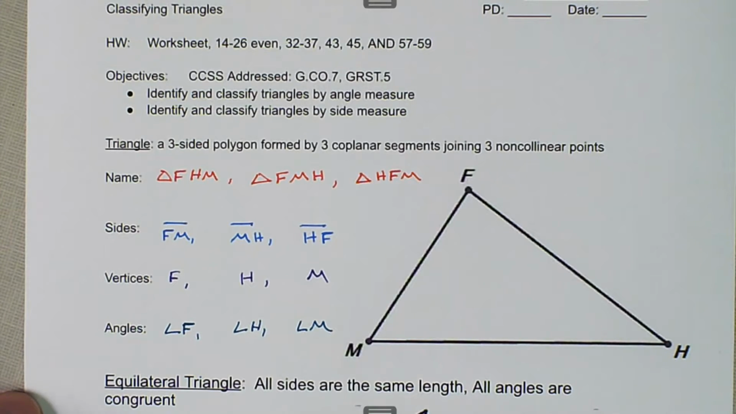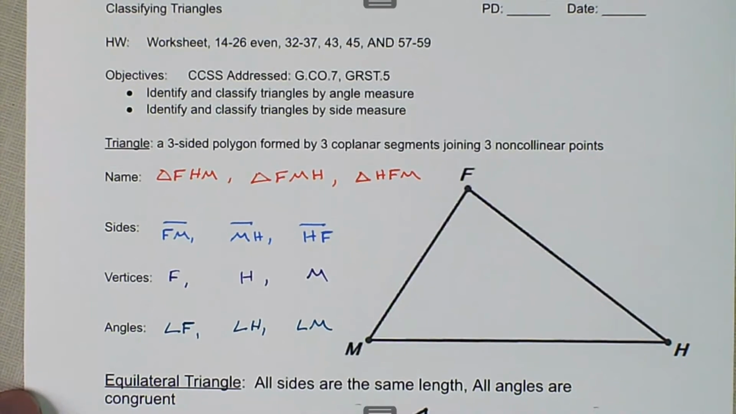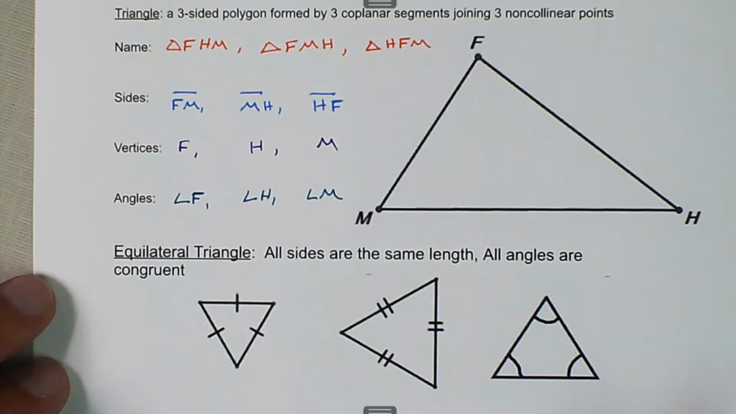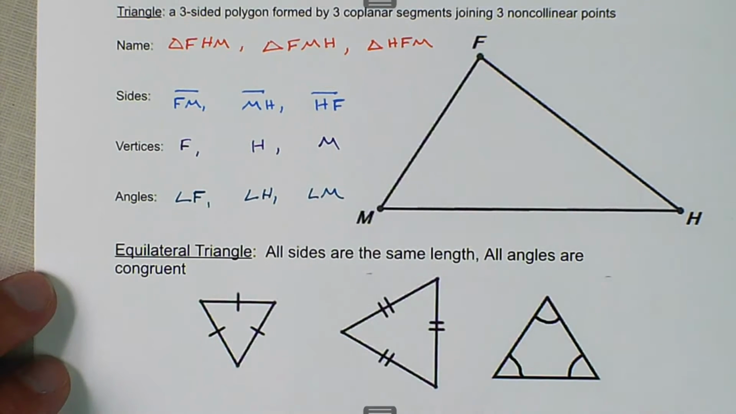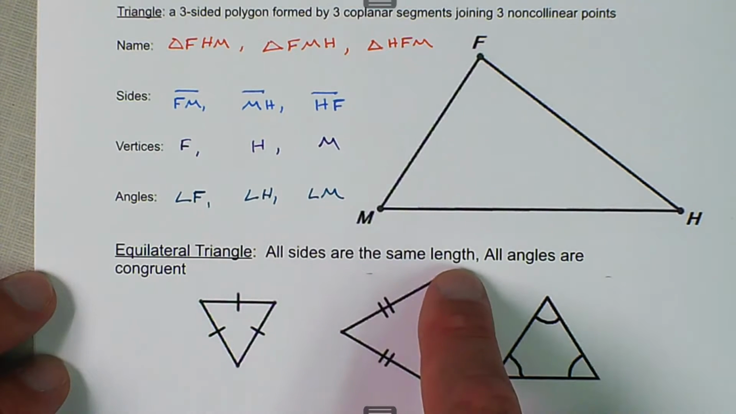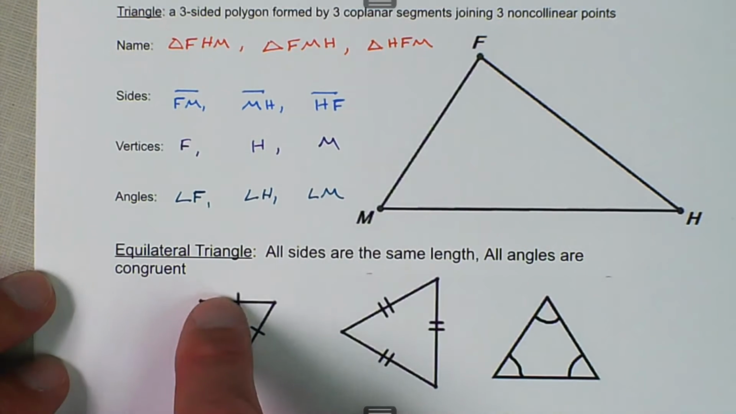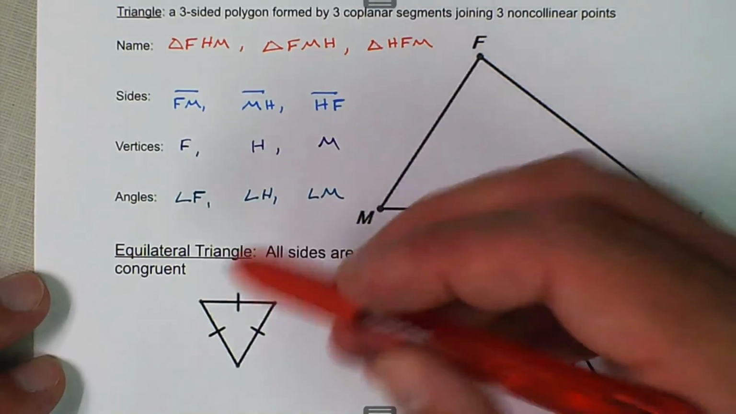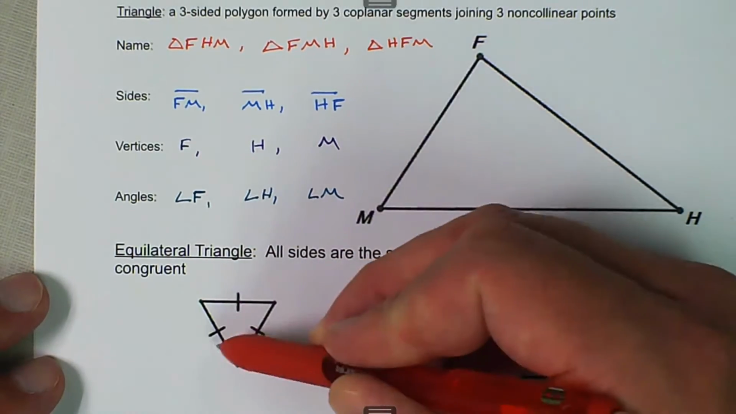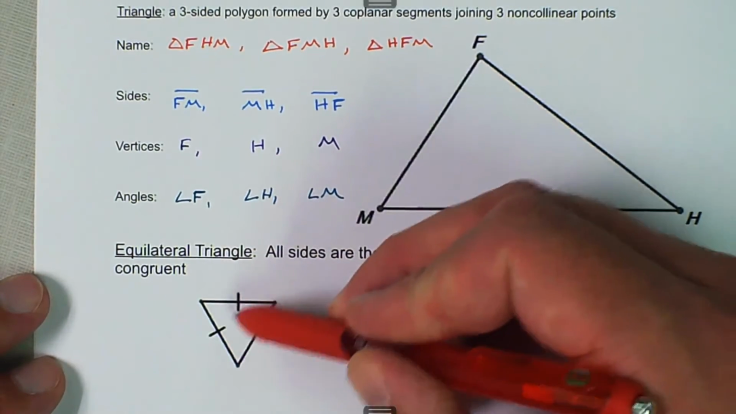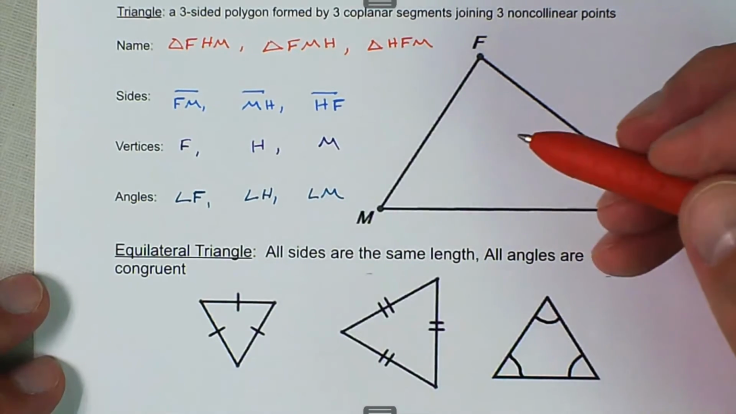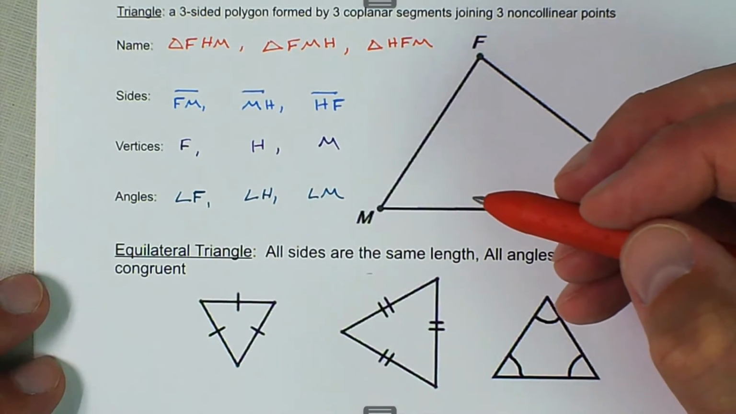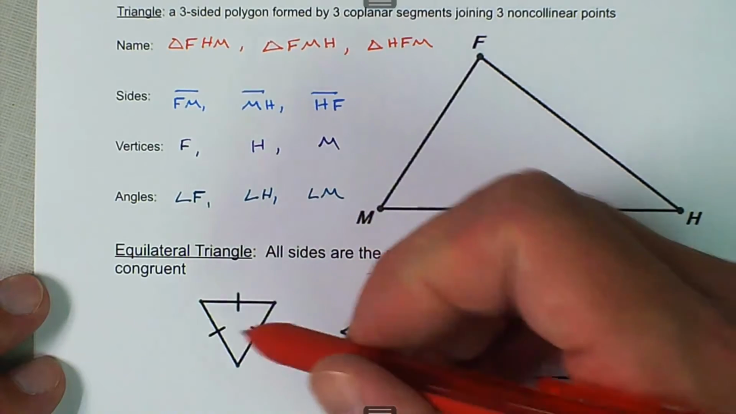So we also are talking about classifying triangles. The first one that we're going to talk about is an equilateral triangle, and that has all sides the same length and all angles congruent. In this case, we have the triangles here, and we can see that we have three congruent sides. Any side that is congruent on a triangle, that means the opposite angle is also congruent.